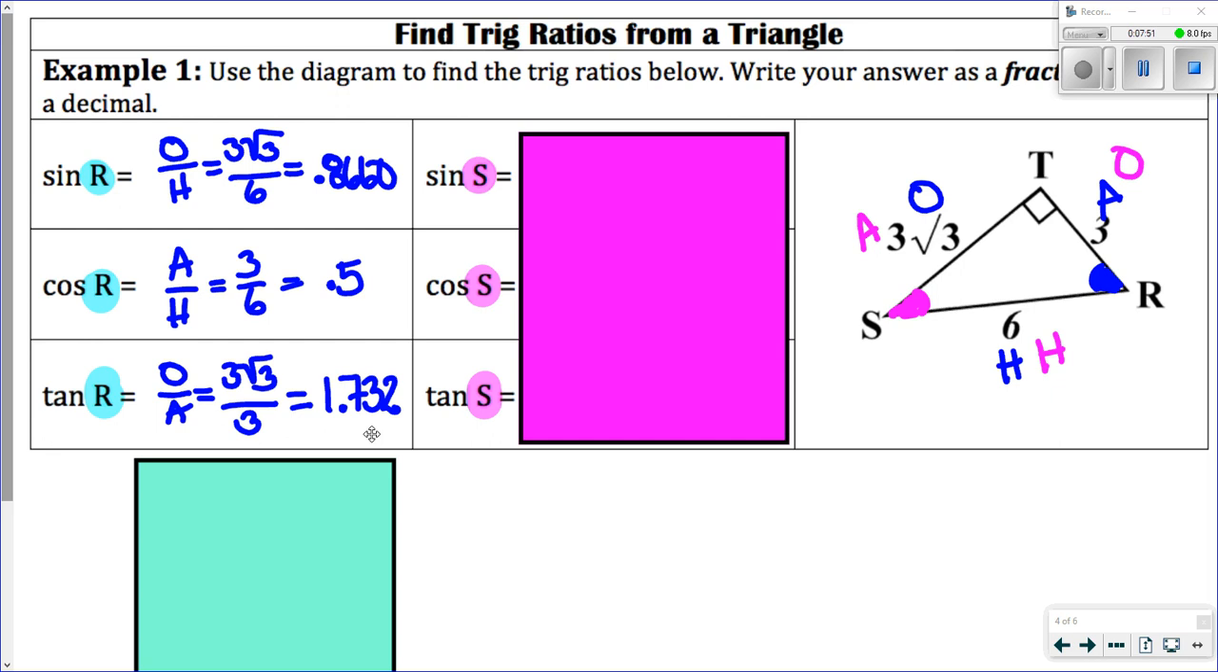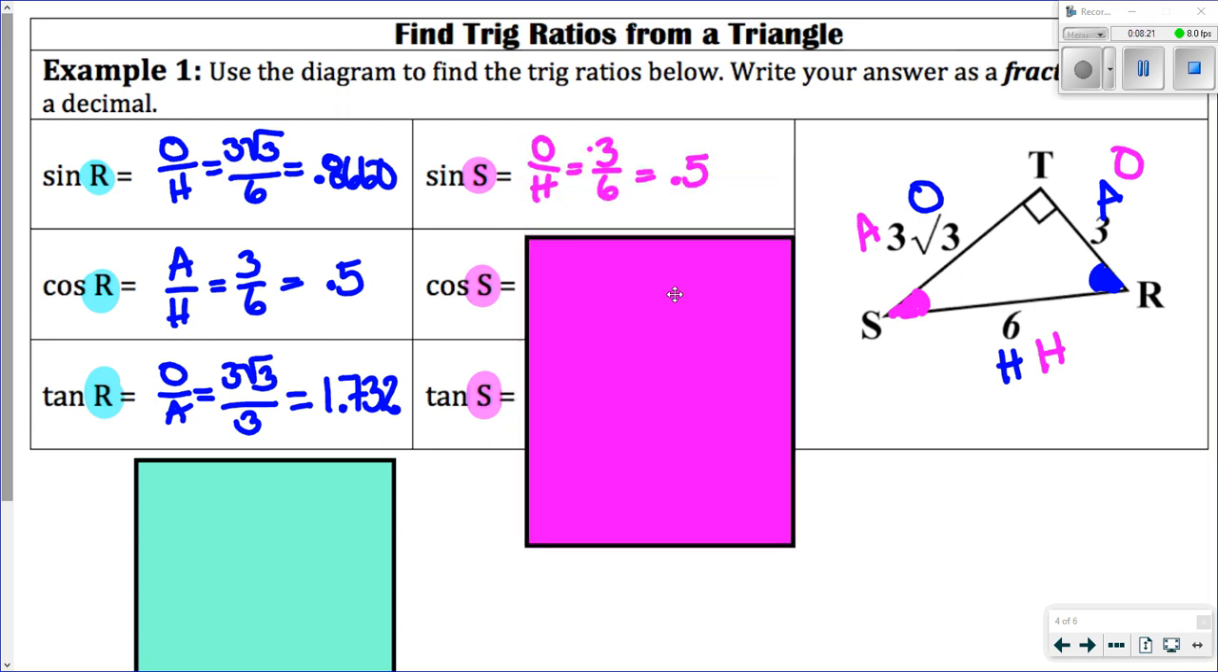Now let's go for angle S, which is the magenta. First I've labeled it. The side that's adjacent, near the S angle, is adjacent. And what's opposite from that angle is opposite, 3. And the hypotenuse is still opposite the 90-degree angle. So let's look for sine S. Again, SOHCAHTOA, so it's sine opposite over hypotenuse. So then we have 3 over 6, which gives you 0.5.